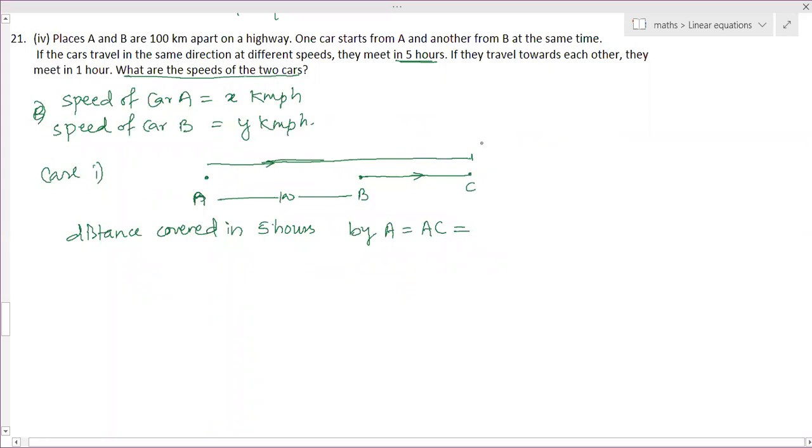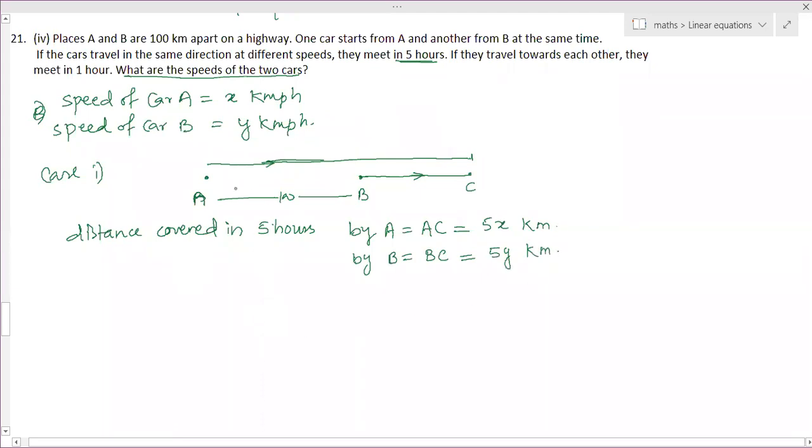The formula, distance is equal to speed into time. Speed is x, time is 5. So it is 5x kilometers. And car B will cover distance BC, and that is equal to 5y kilometers.